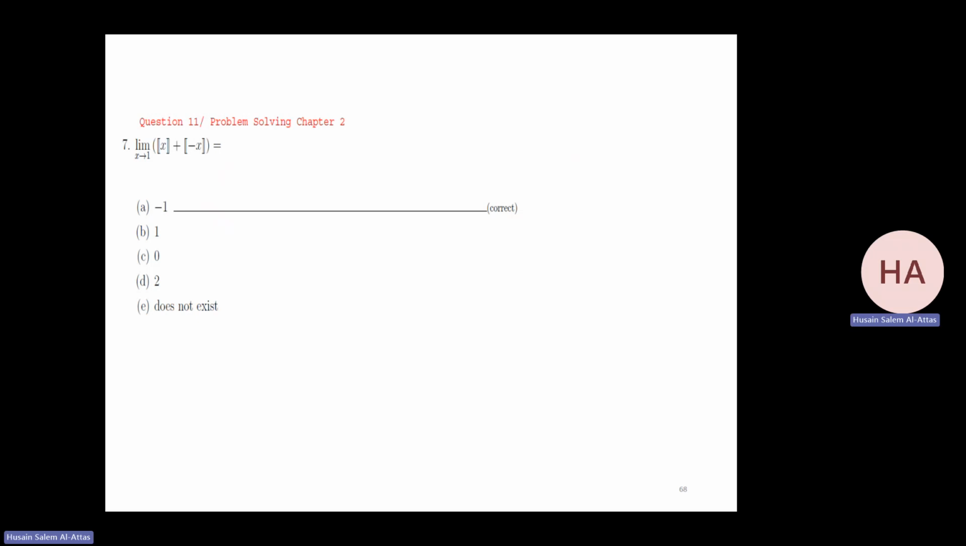X goes to 1, greatest integer of minus x. Yeah, since the things that are integer, I need to do left and right. Let me do it from right. 1 plus, I will take 1.001. If you plug it here, you get 1. 1.001, so that will be minus 1.001. You do the greatest integer, you get minus 2. So the answer is minus 1.